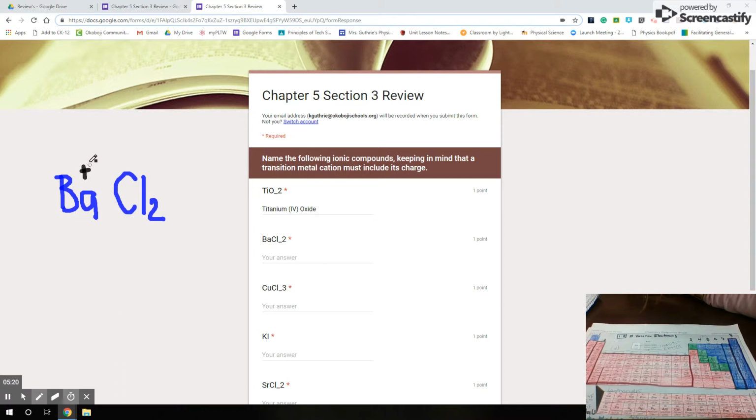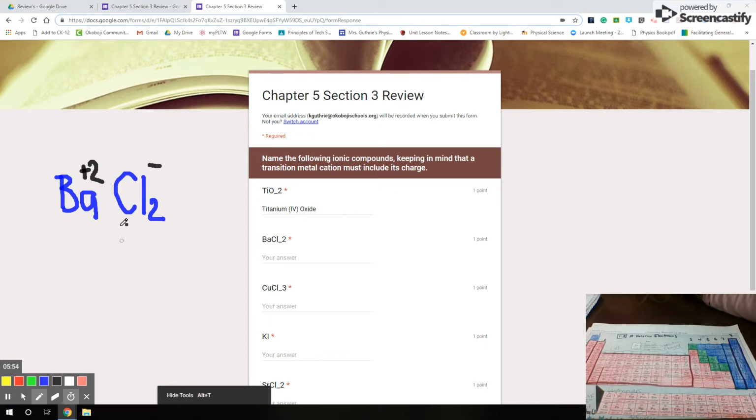Positive 2 charge. Now chlorine, if we look on our periodic table, is in group 17. There are 7 valence electrons. Remember, the goal of everybody but hydrogen is to have 8. So it wants to gain 1 more valence electron to have a full valence shell of 8. If it gains that 1 more valence electron, then its charge is now negative 1 because it gained 1 more negatively charged electron. Negative 1.